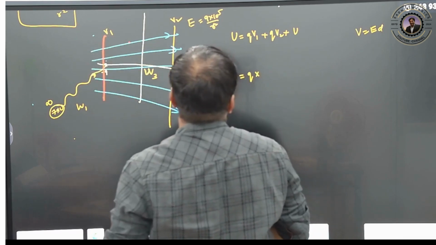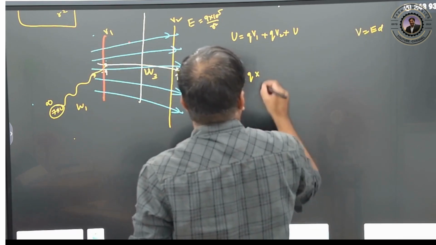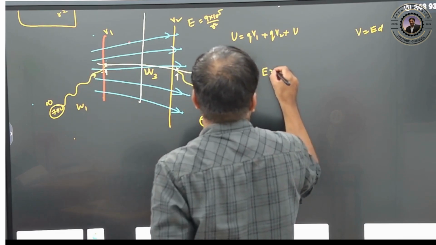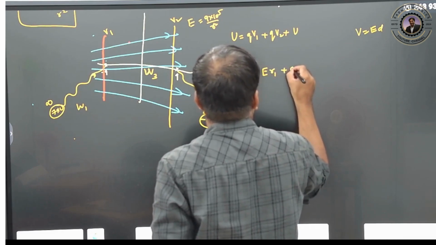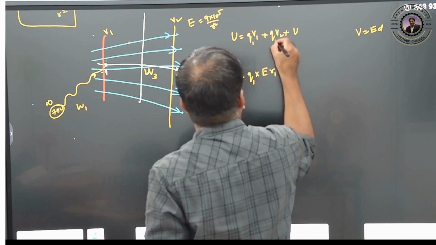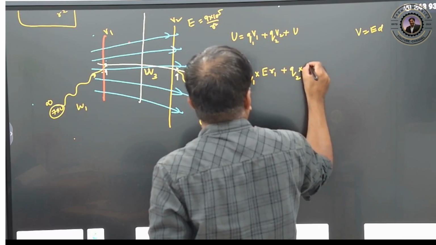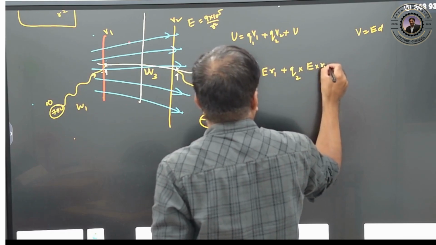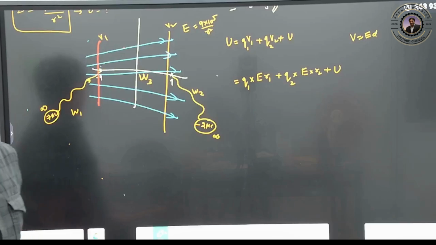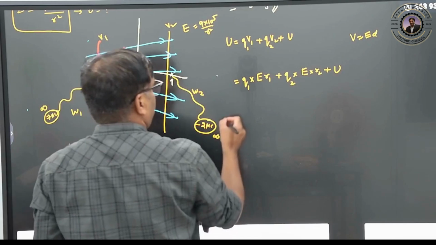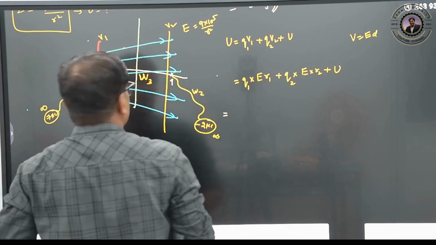Potential at this V1, how to calculate now? Therefore, electric field into the position onto this one. Therefore, it is Q1 into electric field into R1, plus Q2 into electric field into R2, plus U. Right. So, V is equal to ED, we can rewrite now. So, we will just substitute all these values now.